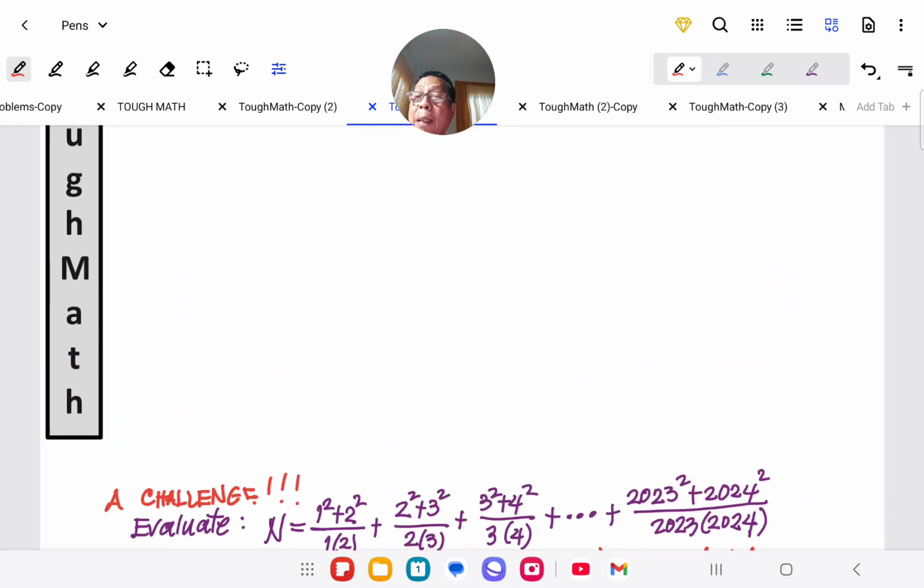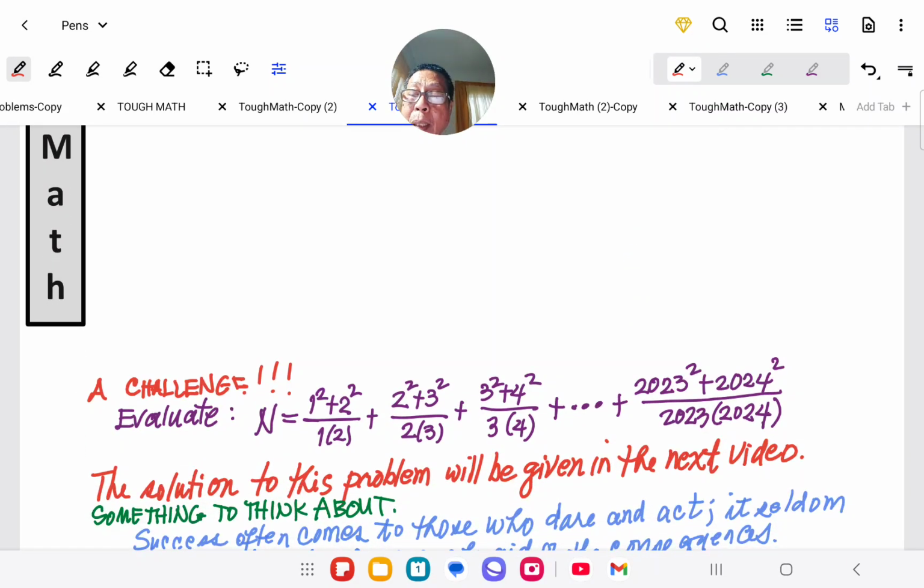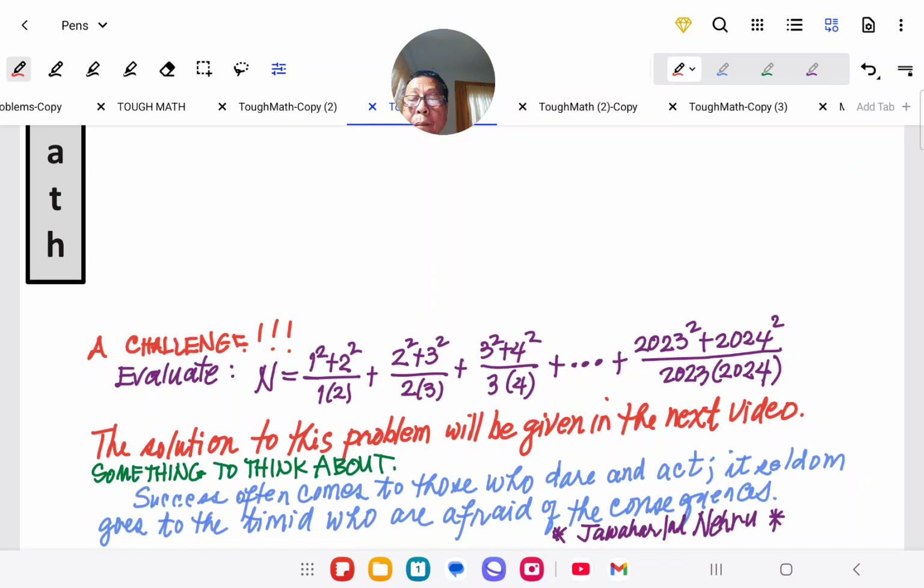So before we end, I am leaving you this challenge. Evaluate n, which is equal to 1 squared plus 2 squared over 1 times 2 plus 2 squared plus 3 squared over 2 times 3 plus 3 squared plus 4 squared over 3 times 4, and so on until the last term, which is equal to 2023 squared plus 2024 squared all over 2023 times 2024. The solution to this problem will be given in the next video.